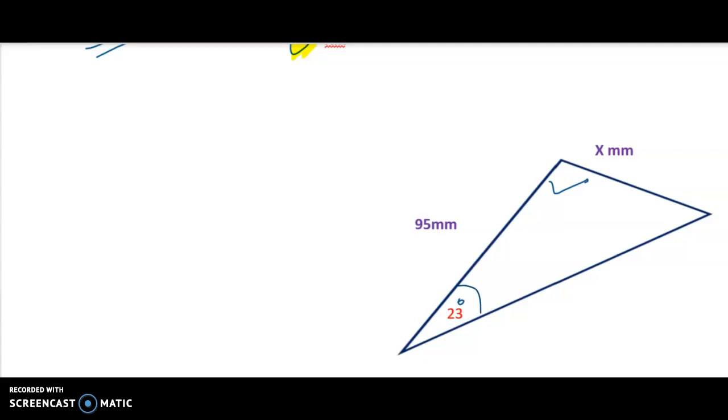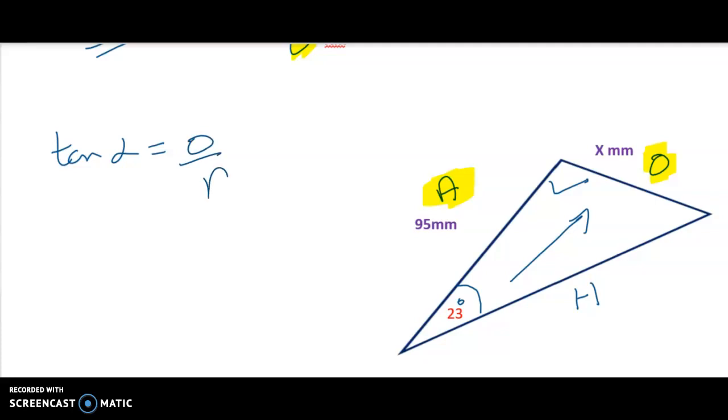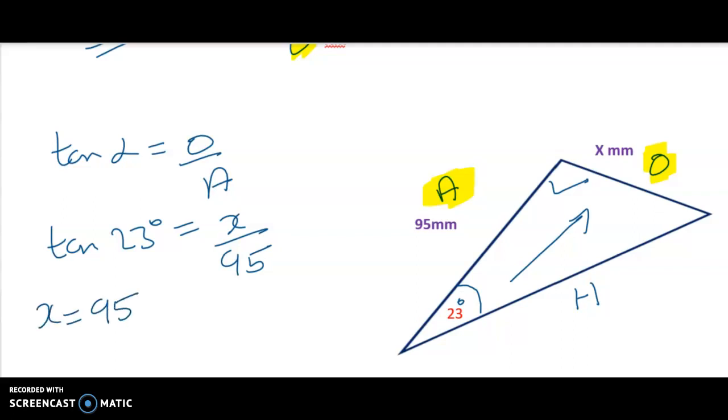Okay, if you're back, we are naming our sides. So we've got the hypotenuse across from the right angle. Across from the angle we're using, we have got our opposite, and that leaves us our adjacent. So we are using the adjacent side and the opposite. No hypotenuse, so it must be the tan ratio. So tan of alpha equals opposite over adjacent. So tan of 23 degrees is equal to x over 95. Multiply both sides by 95 gives us x equals 95 times tan 23 degrees.